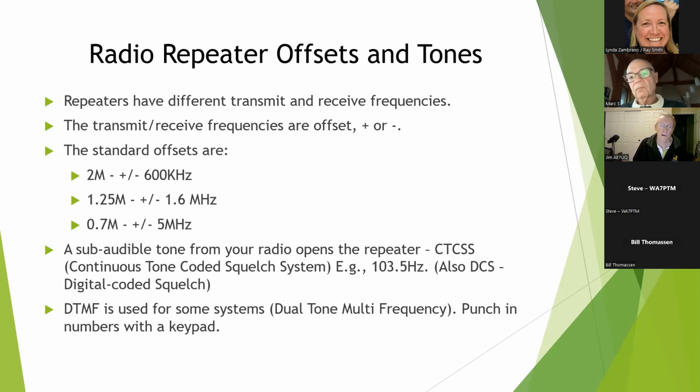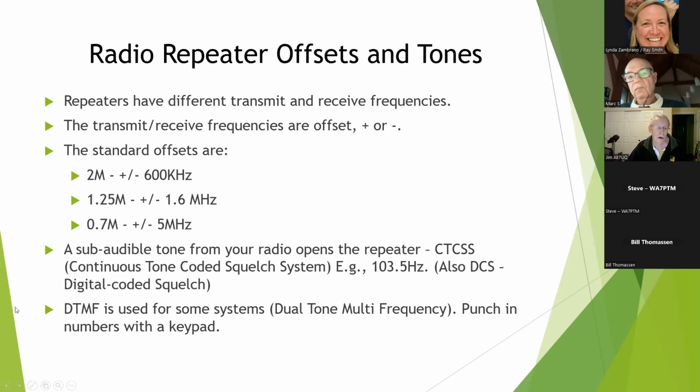So that's why you only get to the repeater you want if you have your radio programmed properly. There's also a digital version; the CTCSS is an analog signal. DCS is the digital equivalent. Most of the repeaters that we use are CTCSS activated.